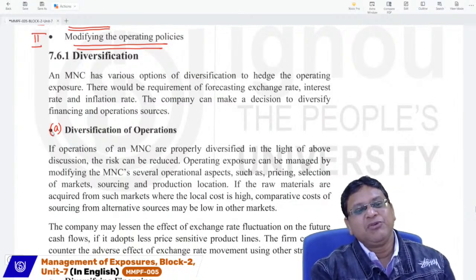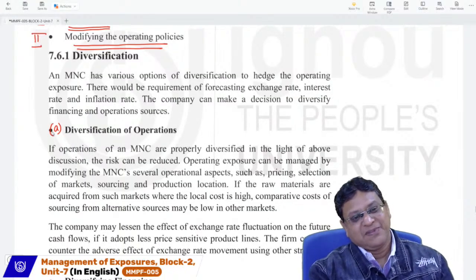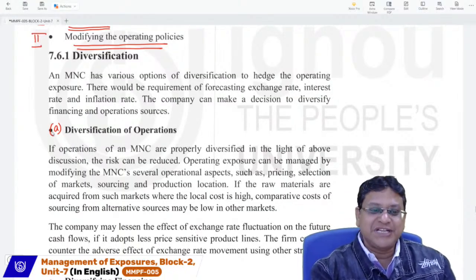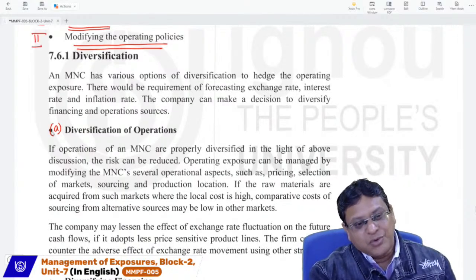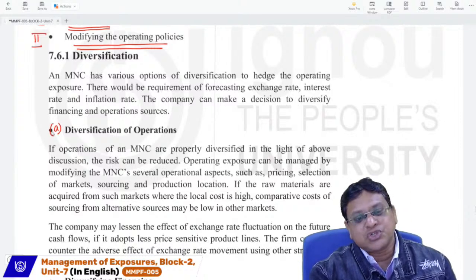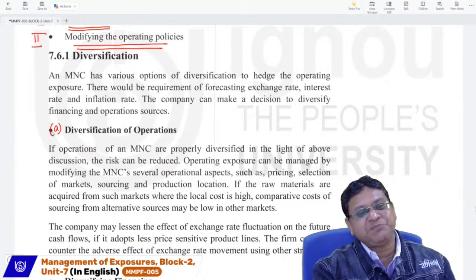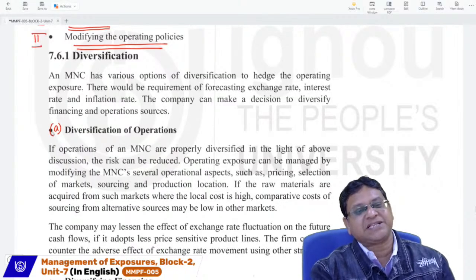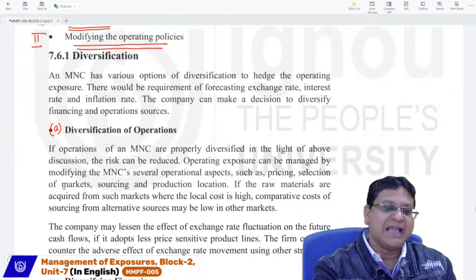So first point is you have to diversify your operation. You have to source your raw material from different countries. You have to find out multiple sourcing operations and multiple areas, multiple countries in which you will find customers for your product. By diversifying your operation, you can manage future operating risk or risk of your future cash flow.